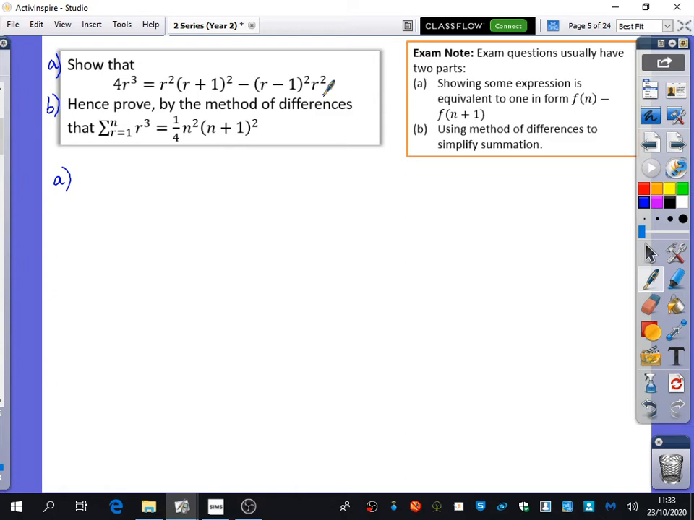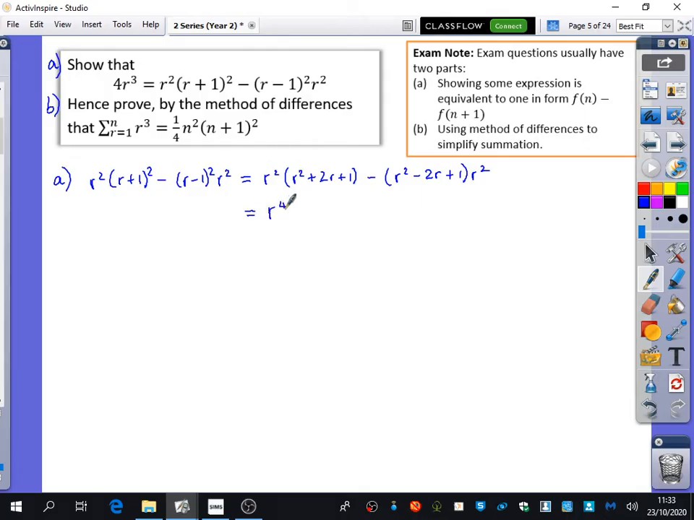So which side do you want to work on, left-hand side or right-hand side? Of course we want to work on the right-hand side because the left-hand side is so simple. So we've got r squared, r plus 1 squared, minus r minus 1 squared, r squared. And we're literally just going to work through multiplying everything out there. So r squared multiplied by r plus 1 squared. r plus 1 squared is r squared plus 2r plus 1. And then we're going to minus r minus 1 squared, which is r squared minus 2r plus 1, multiplied by r squared. It'll probably be easier if you just do this yourself, and then just look up and check you've got the same thing as me.